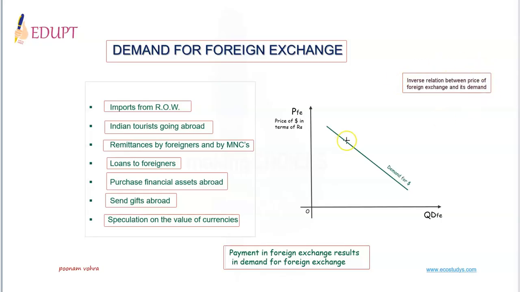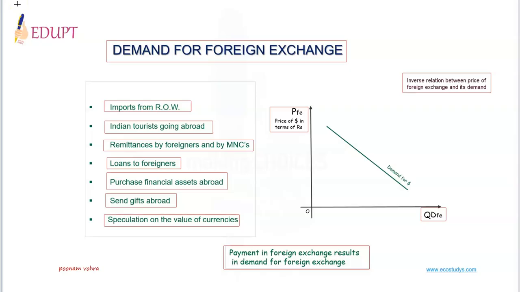This inverse relationship is shown diagrammatically when quantity demanded of foreign exchange is taken on x-axis and price of foreign exchange in terms of rupees is taken on y-axis, and demand for foreign exchange is downward sloping. Now, why does there exist inverse relationship?